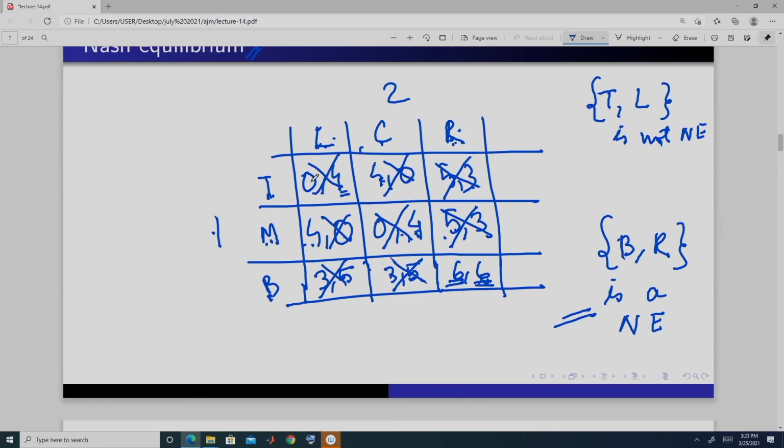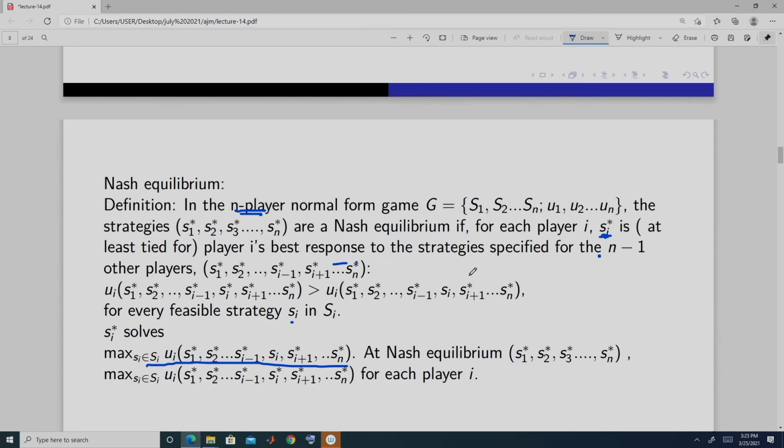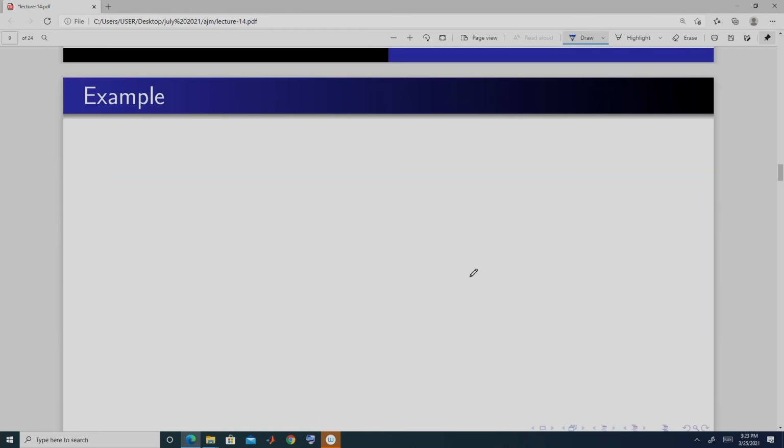As we have done here, when this is played by player 1, what is the action of player 2 that gives him the maximum payoff? It is R. We have fixed this and found the best strategy of player 2, and it is R. Now we have fixed R, and then we see what is the best strategy for player 1, and it is B. So that is why this is a Nash equilibrium. In a Nash equilibrium, there should not be any tendency to deviate. Now let us do some examples.